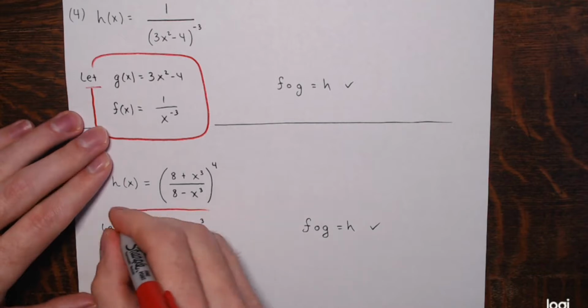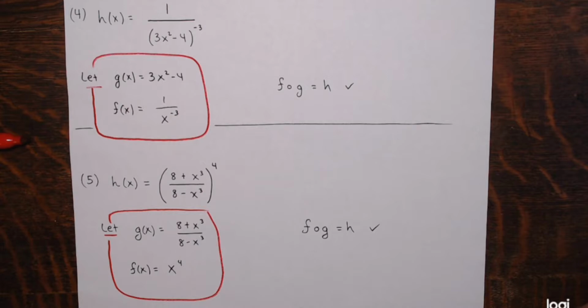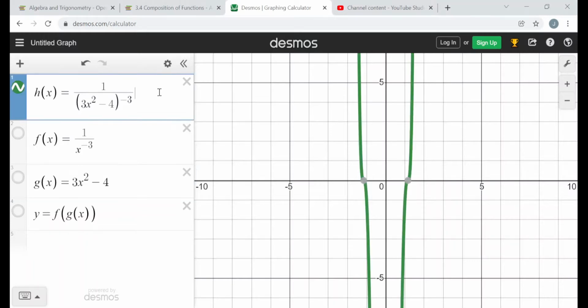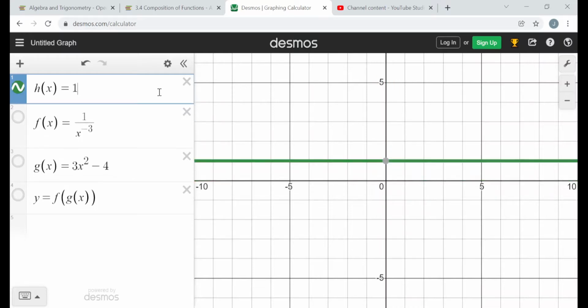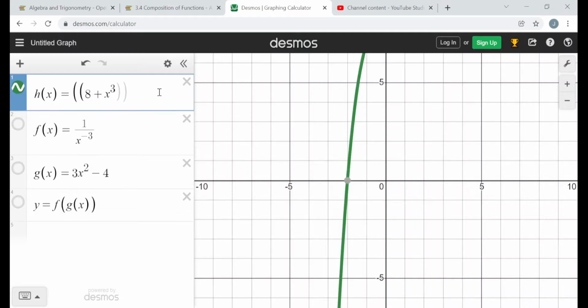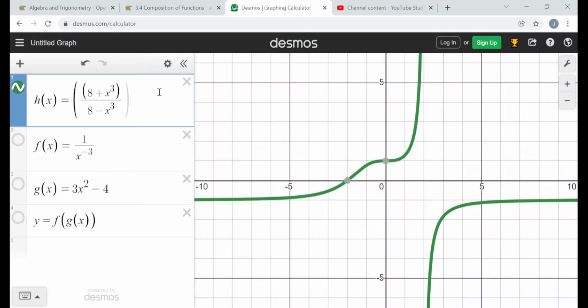And again, let's verify this with a graph. Why not? So h of x that we were given is the following. It was 8 plus x cubed divided by 8 minus x cubed, and then all this to the fourth.